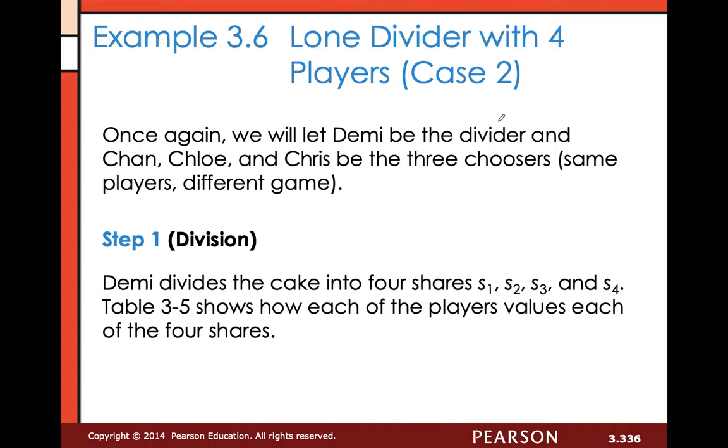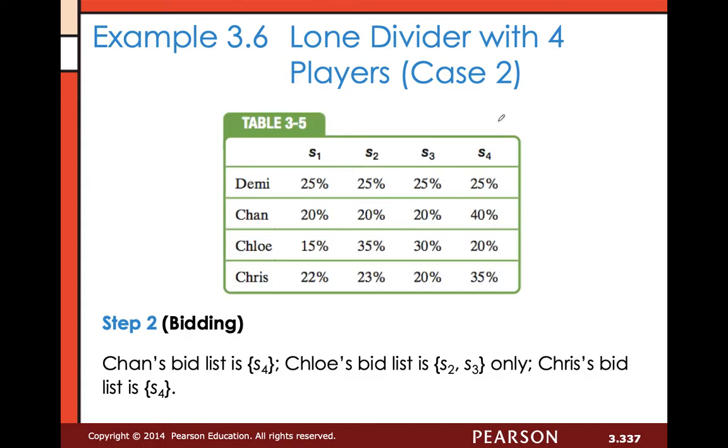Okay, let's look at case 2. Let's look at where it's not necessarily possible to come up with an agreeable outcome right away like we did in the previous example. Once again, we're going to let Demi be the divider. We've got Chan, Chloe, and Chris as the choosers. Division, same as before, and now here is the division table. Demi again stays at 25% each.